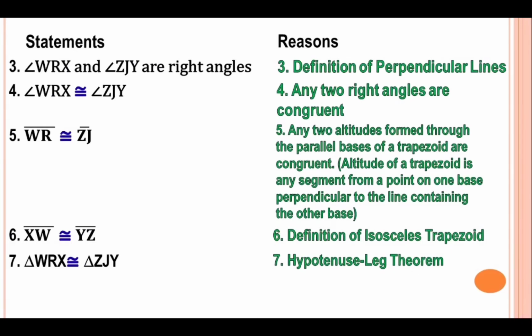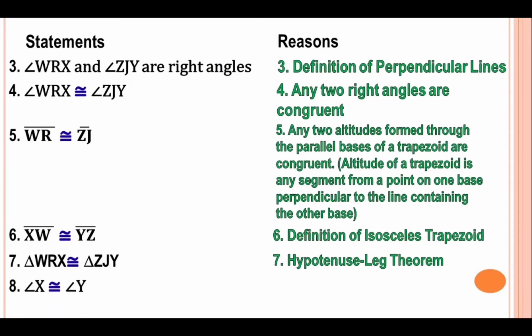This theorem, the hypotenuse leg theorem or the HL theorem, states that if a leg and the hypotenuse of one right triangle are congruent to a corresponding leg and the hypotenuse of another right triangle, then the triangles are congruent.